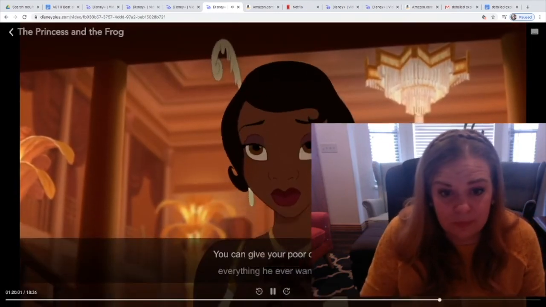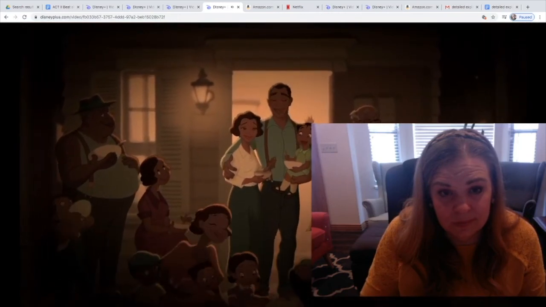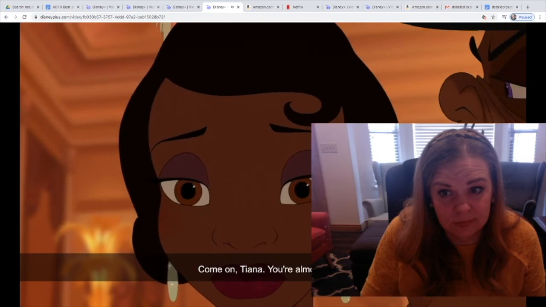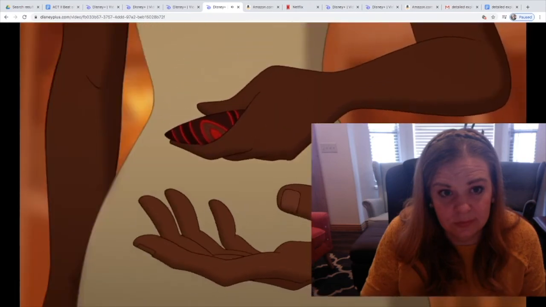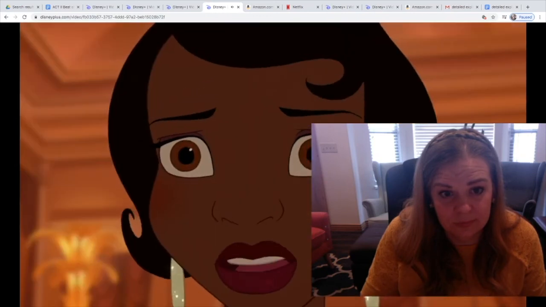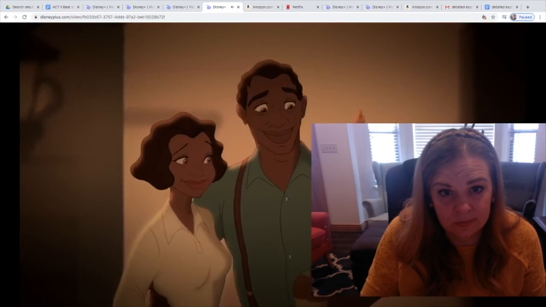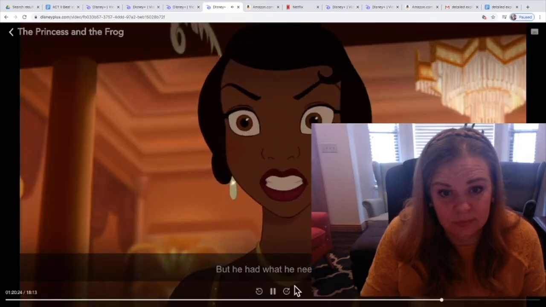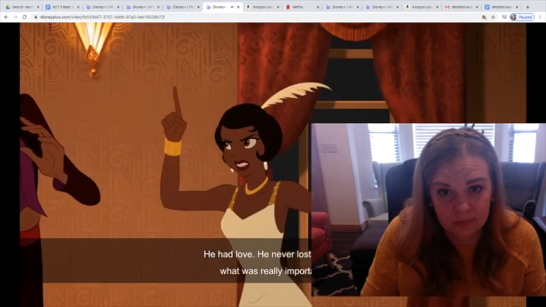You can give your poor daddy everything he ever wanted. Come on, Tiana. You're almost there. My daddy never did get what he wanted. But he had what he needed. He had love. He never lost sight of what was really important.